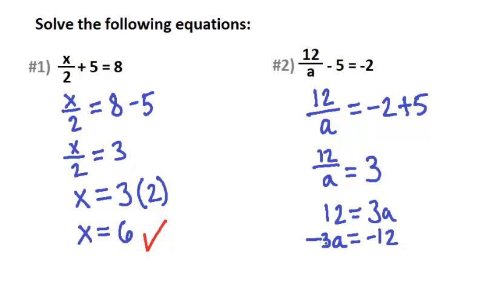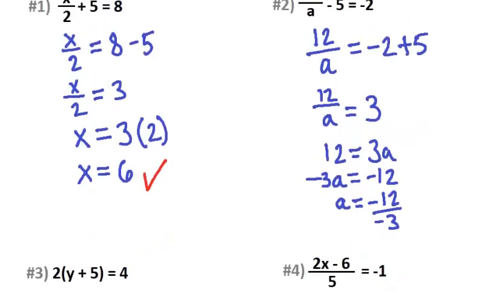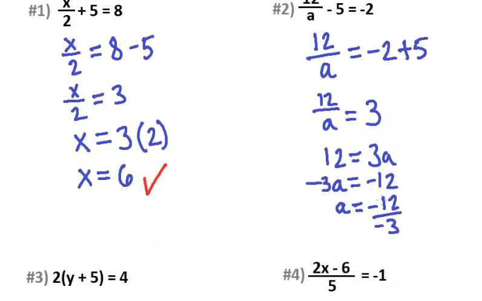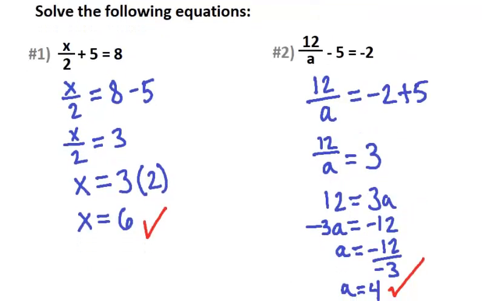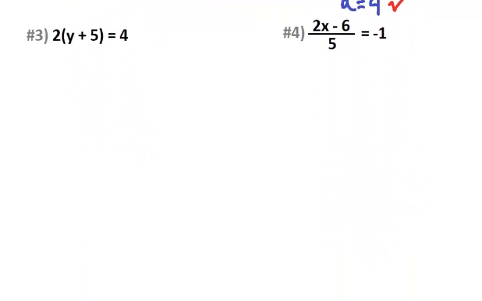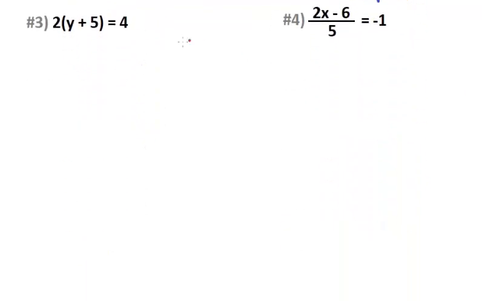Now, this minus 3 that is multiplying the a, I'm going to pass it to divide. So it's going to leave me like this. A equals negative 12 divided by negative 3. What do I do next? Well, minus and minus will be plus. 12 divided by 3 will be 4. That will be the final answer for this exercise. A equals 4. That's how you solve that kind of exercise. Let's proceed with the next 2 exercises.